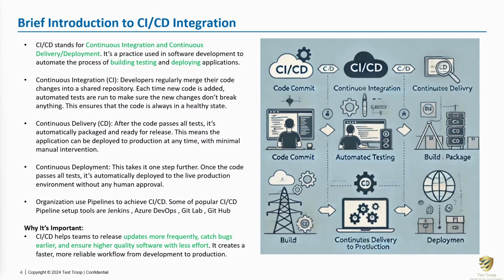Similarly, for any kind of software development, there are a lot of dependent components that are involved. It may be libraries, it can be a jar, or it can be a Java runtime environment and things like that, right? So all those things are packaged into a package and made ready for release. This means that the application can be deployed into production at any time without manual intervention.